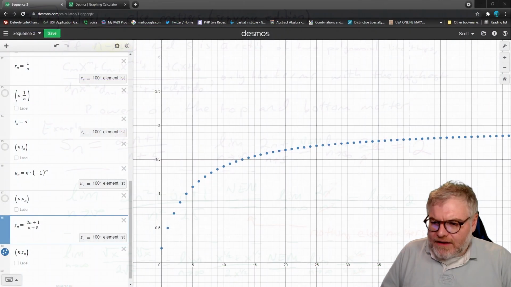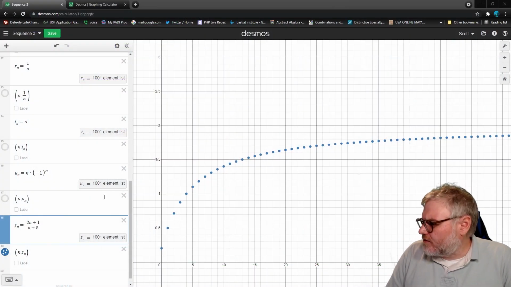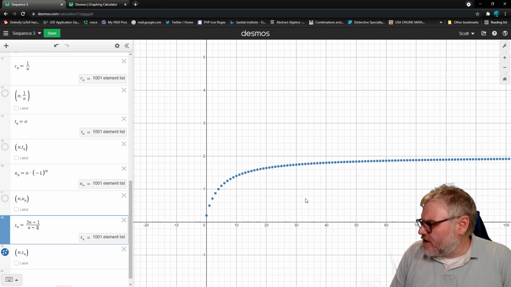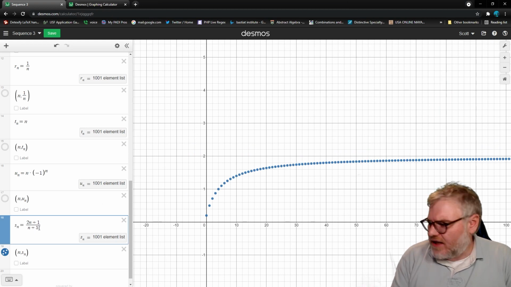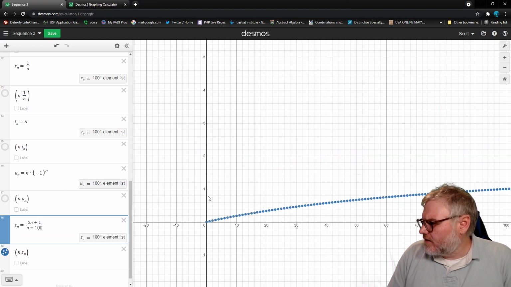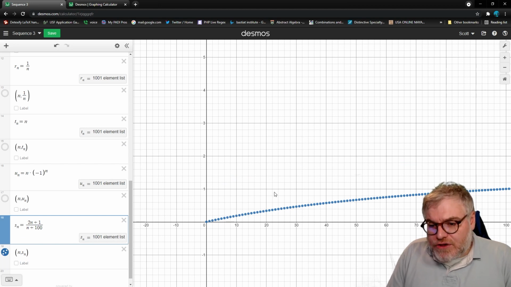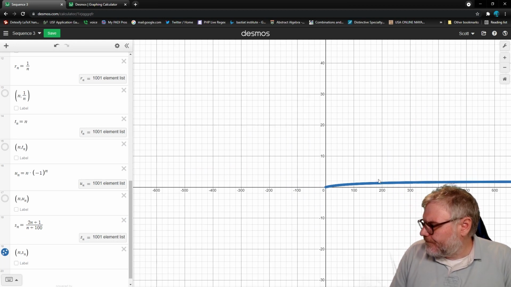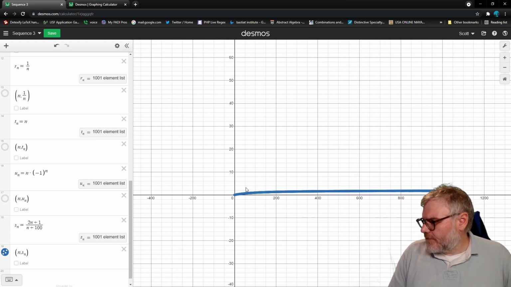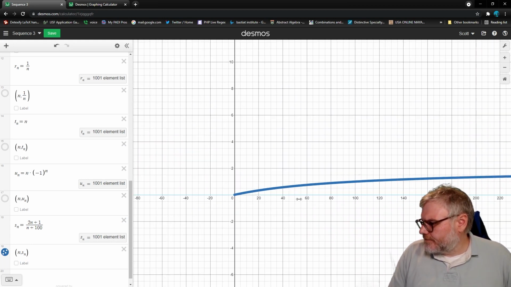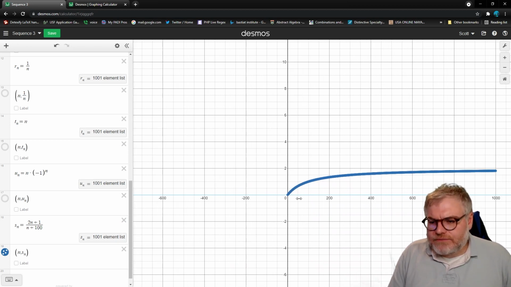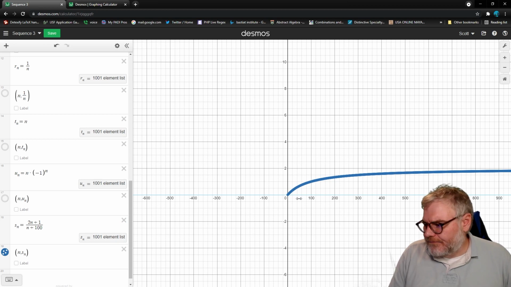And if we look at the graph of this, if I change this thing on the bottom, here it is, and it's going to 2. Now, if I change this thing on the bottom to 100, it's going to go up to 2 much more slowly, but I can zoom out enough to see that it's going to 2. It just takes longer to get there.